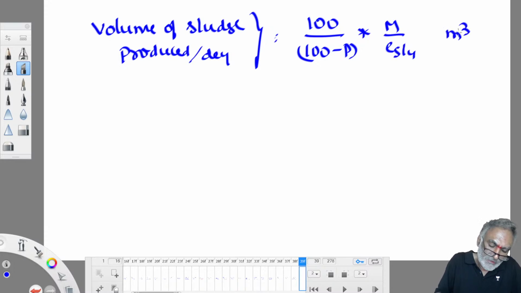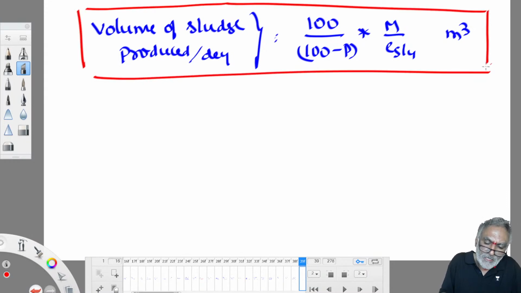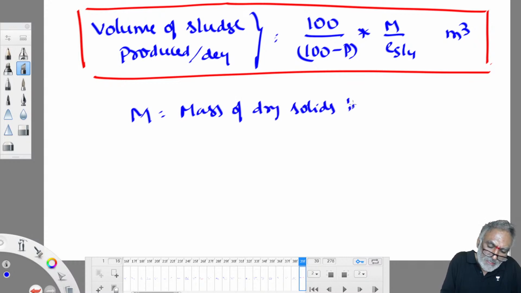This we get in meter cube. That will be kilogram, this will be in meter cube per day, like that you have to read. That's how you can work out. So in both of the cases M you have to find out. This M is equal to mass of dry solids in sludge, in kilograms per day.